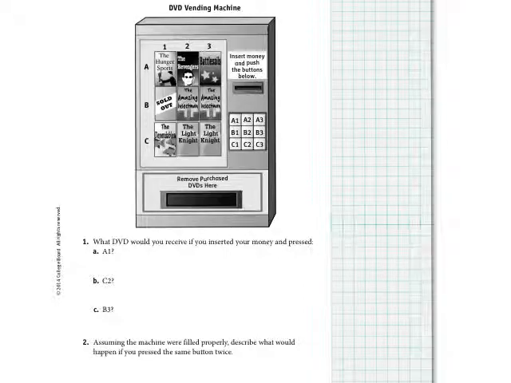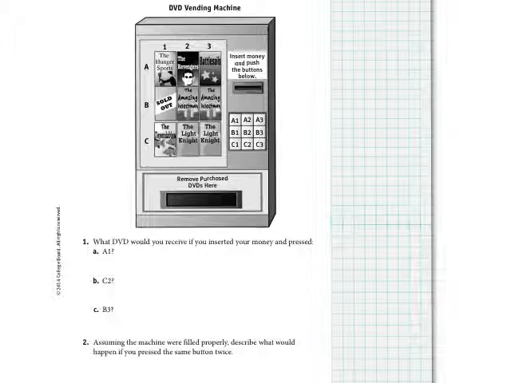Okay, so looking here, we see the DVD machine, similar to what a Redbox is. I'm sure most of you have gotten DVDs out of a Redbox before. So similar to that, what would happen if I hit A1? What would happen if I hit A1? You guys can just tell me. Hunger Sports would come out, right?